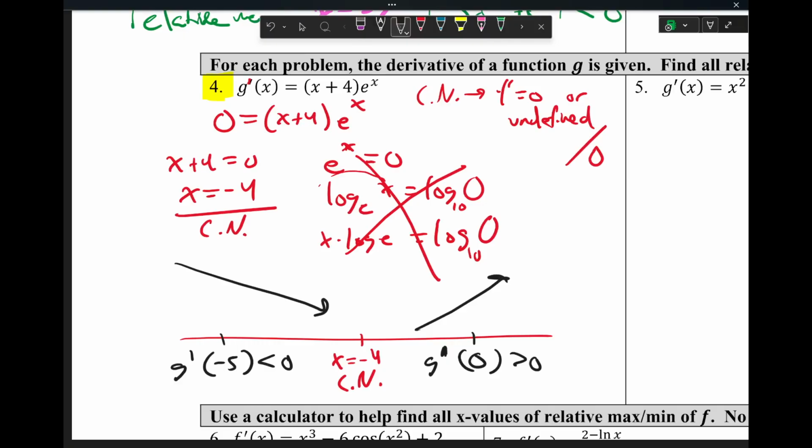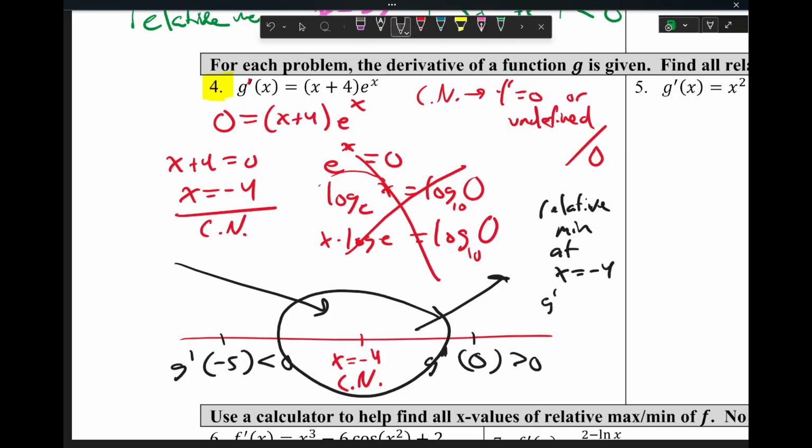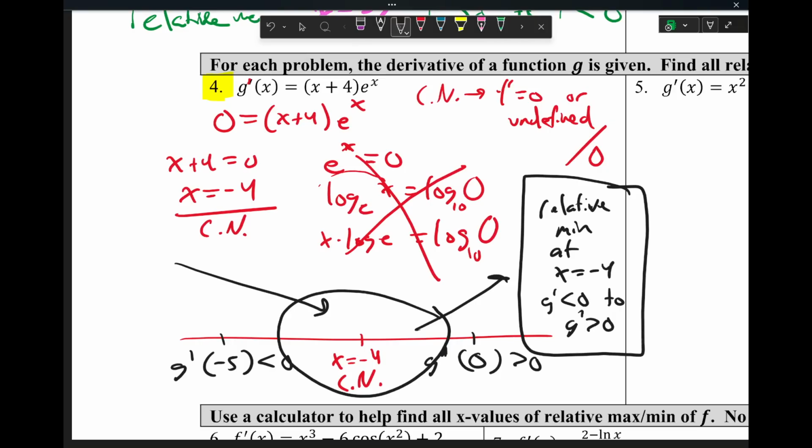So all of that to find the relative max and mins. Well, now I can see there's a relative min here. It was going down and it starts going back up. So my answer is relative min at x equals -4. And the reason why is because the derivative switches from being negative to positive there. There's my answer and my justification.